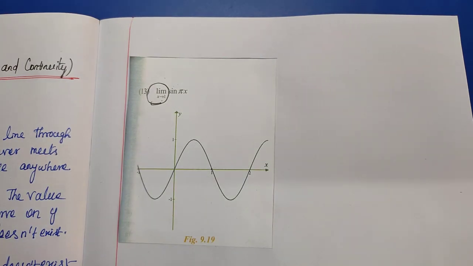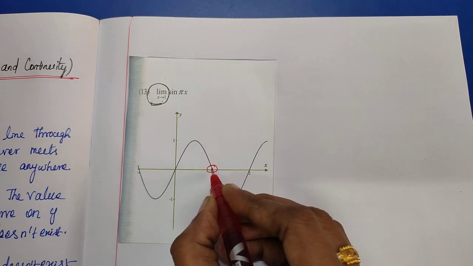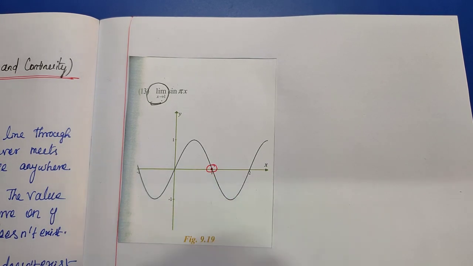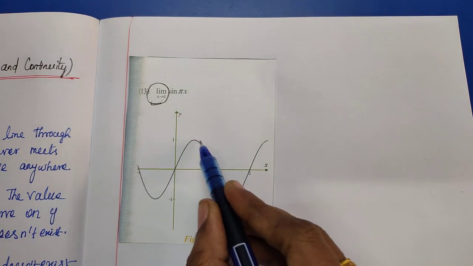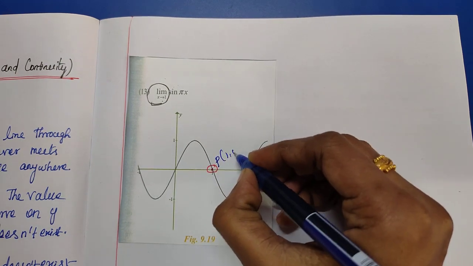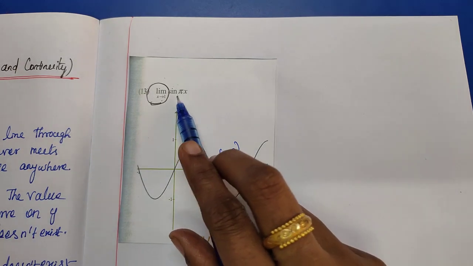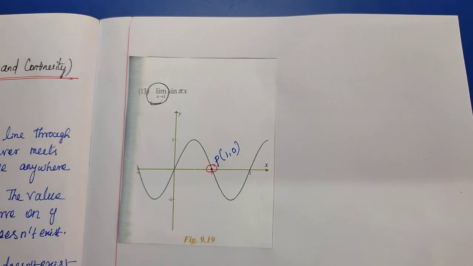The position of 1 on the x-axis is this place. At this point, the curve passes through the x-axis. Therefore, the point is 1, 0. Therefore, we conclude that the limit value of the given question is 0.